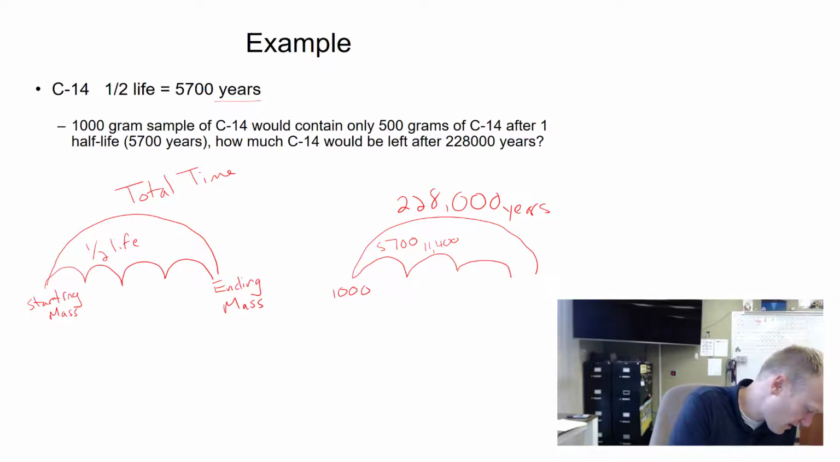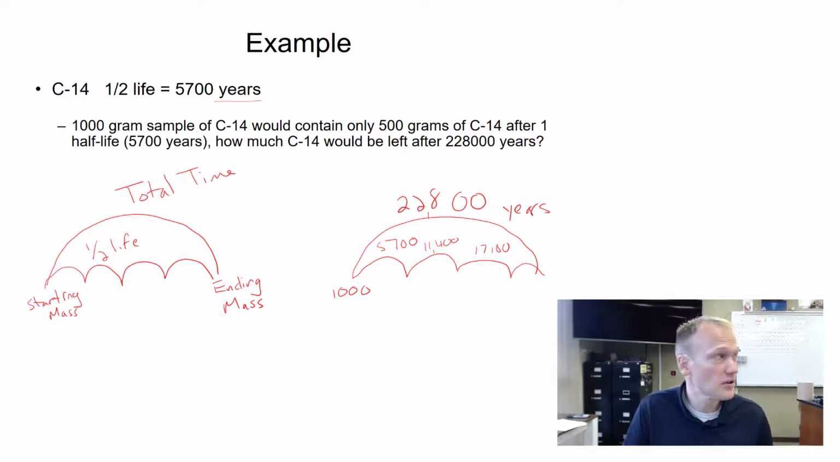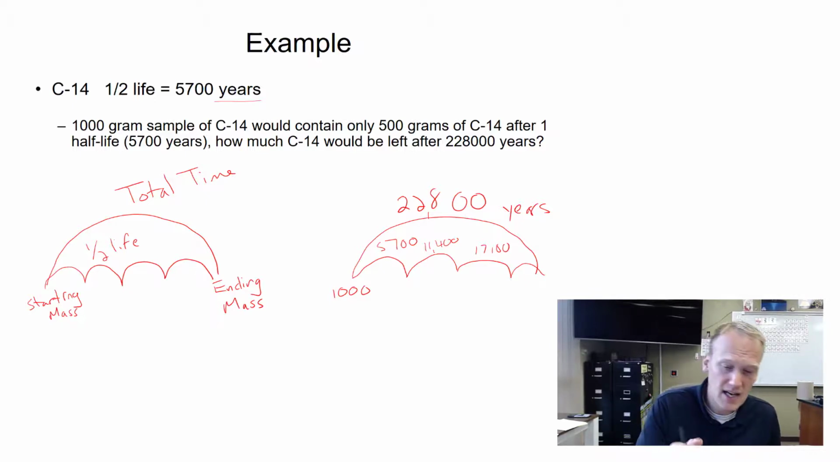After a third half-life, you'd get 17,100. Sorry, I made a mistake. This is not 228,000, it's 22,800 years. And then after the fourth half-life, we'd get a total of 22,800 years. So now we know that 4 half-lives can fit into that 22,800 years. So now all we have to do is divide that starting mass by 2 that many times.